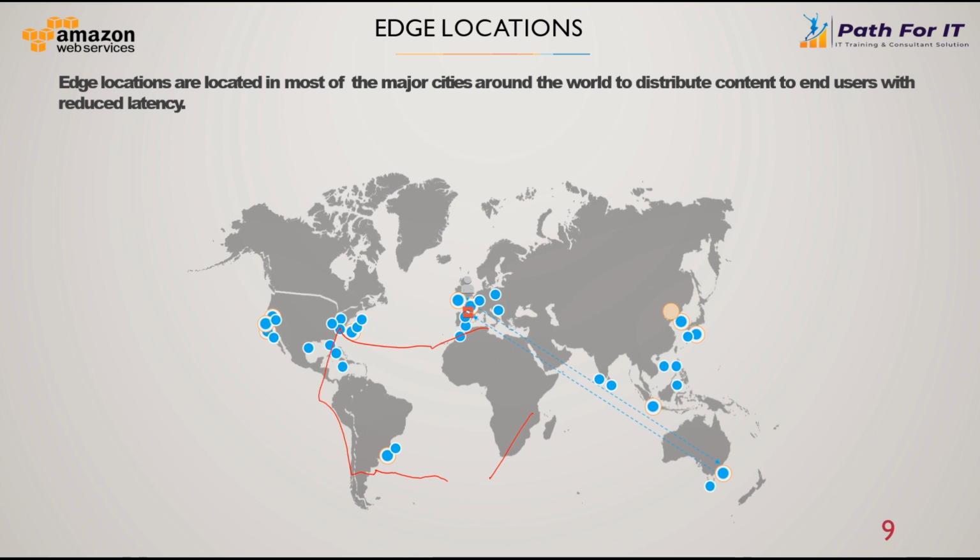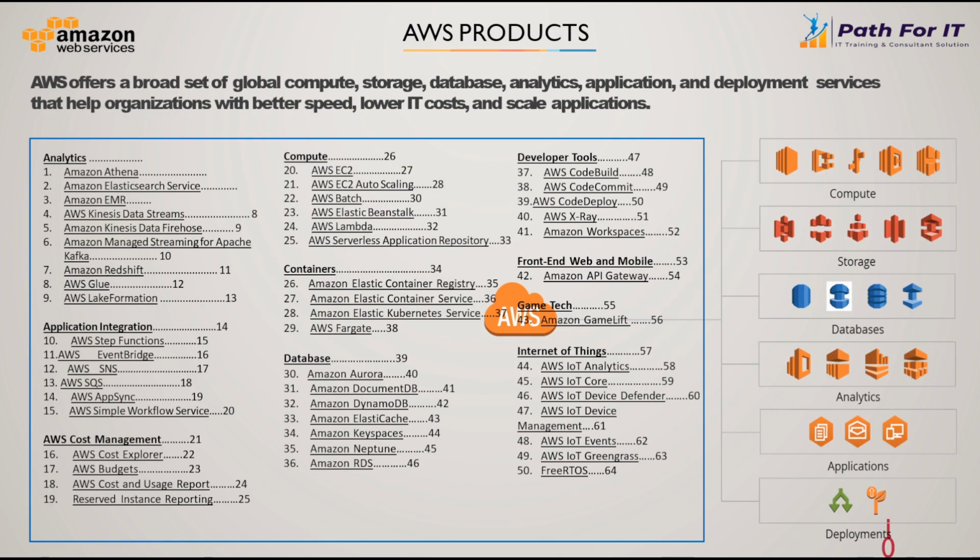So basically, we are going to understand the use case of edge location. We are using edge location to accelerate the data and to distribute the content globally. That is the major purpose of using edge location in AWS.